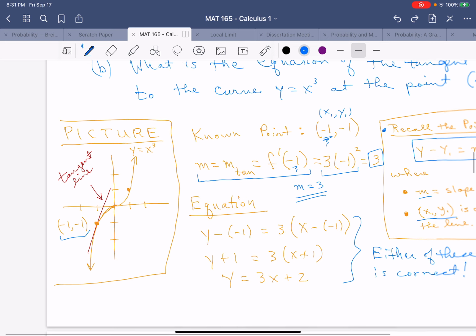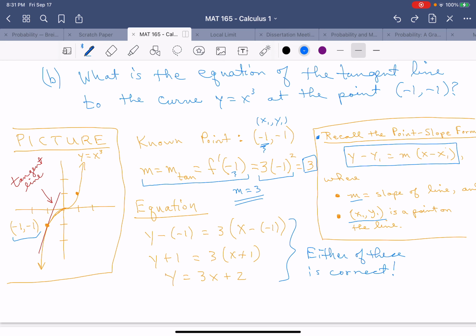Okay, so now let's collect together what we know. We know the point and we know the slope. So now we just use the formula: y minus y1 equals m times x minus x1. And that's it. That's the equation of the tangent line. You can do a little bit of algebra and you'll get y plus 1 is equal to 3 times x plus 1. And then if you do a little bit more algebra, you can get the equation y equals 3x plus 2.